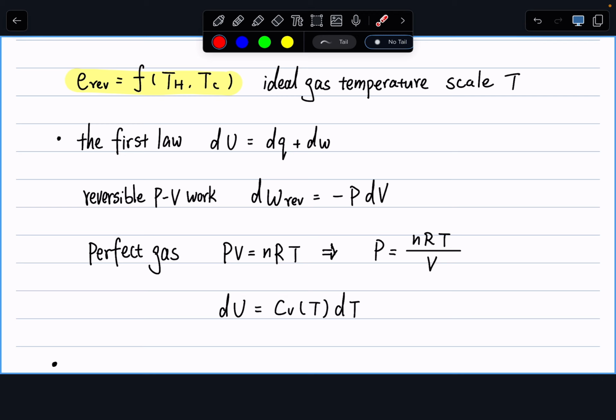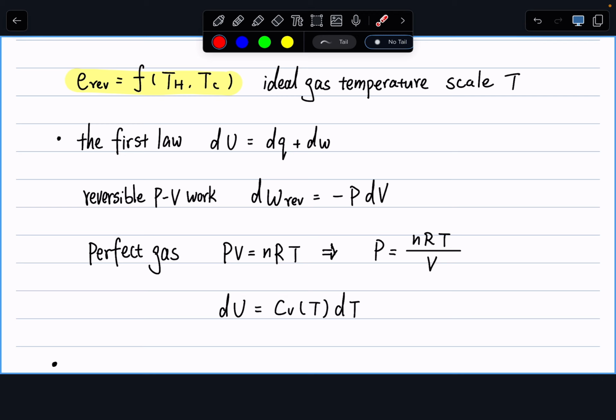And it's a cyclic integral, so we can rewrite this as the integral from 1 to 2 of dq over t, plus 2 to 3 dq over t, plus 3 to 4 dq over t, plus 4 to 1 dq over t, equals 0. This is just writing out the 4 steps of my Carnot cycle. Some of the things we already know from working out the Carnot cycle, like for adiabatic processes 2 to 3 and 4 to 1, my Q must equal 0. So for 2 to 3, this term is 0. For 4 to 1, this term is 0, because they're adiabatic processes. That's by definition 0.